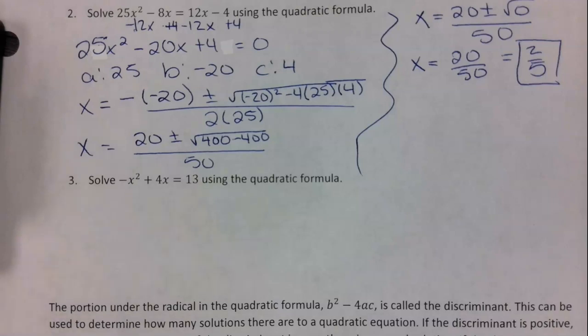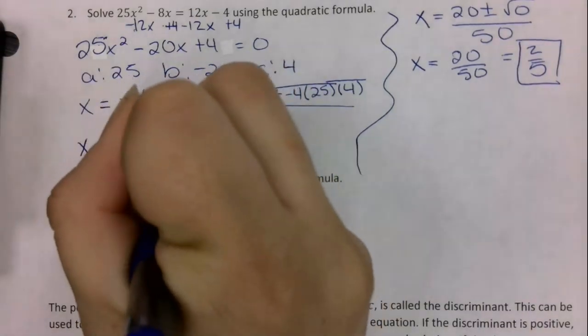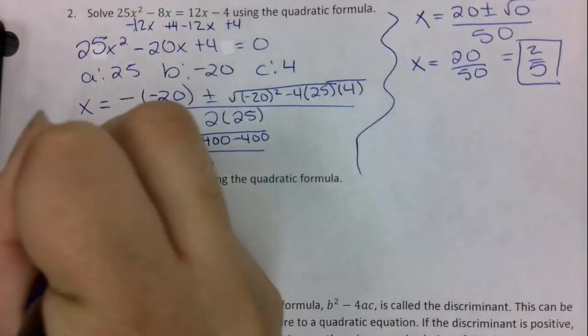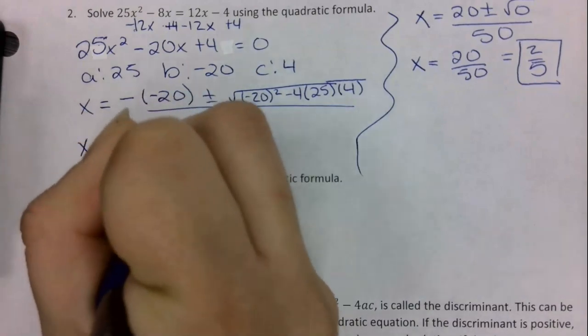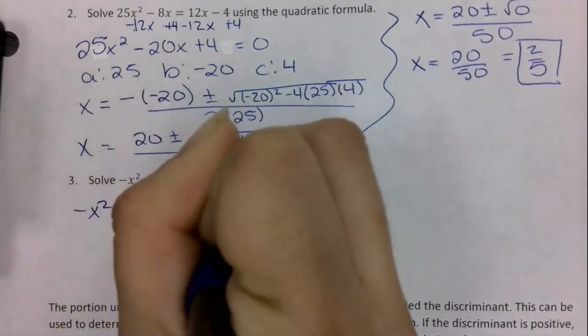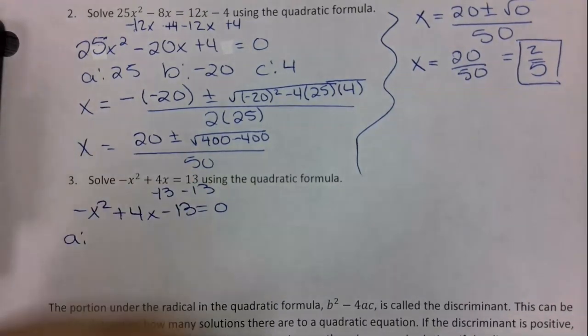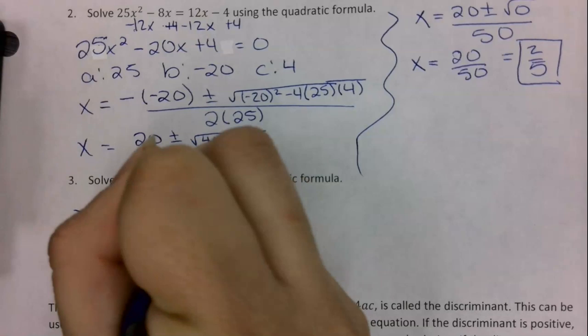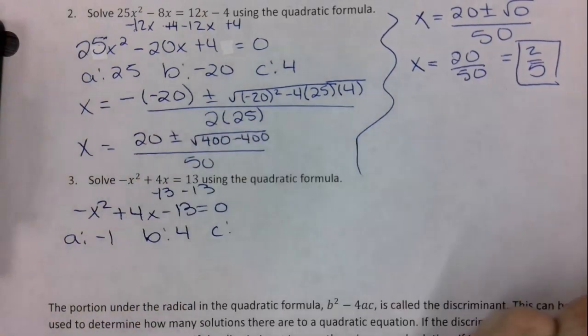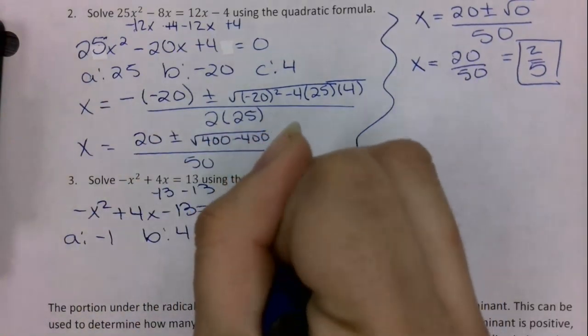Okay. Same thing with number 3. I want to get it all over to one side. What do you want me to move? Okay. So I'm going to subtract 13 on both sides. So what is my a? Negative 1. My b and my c? 4 and negative 13.